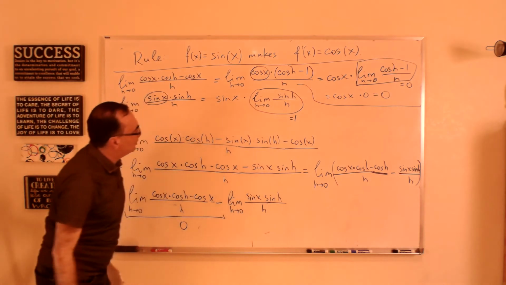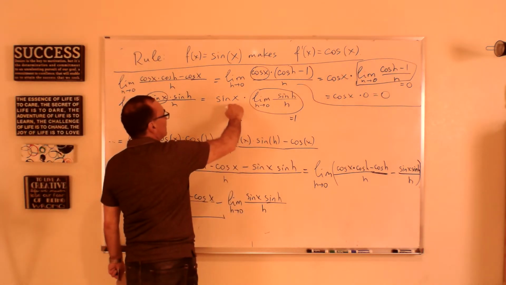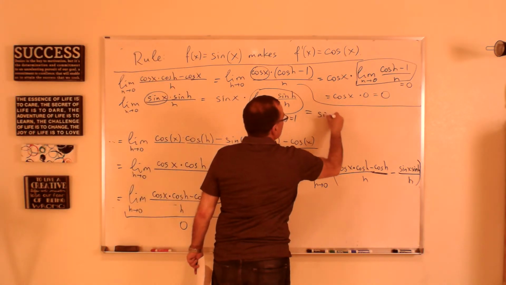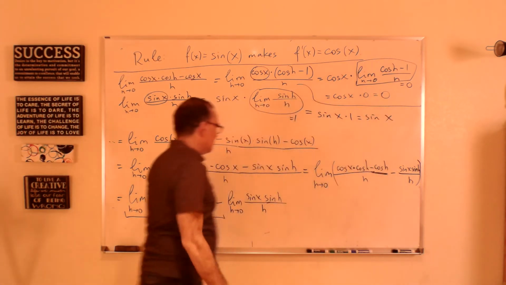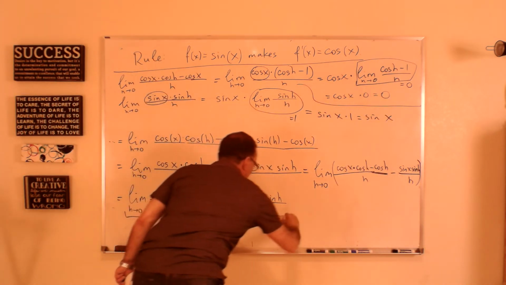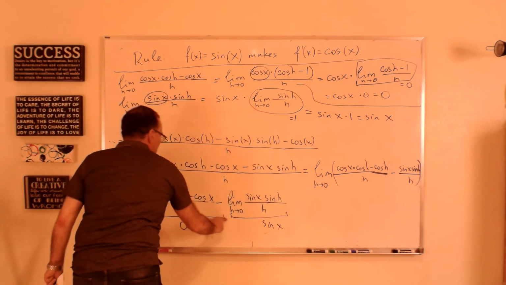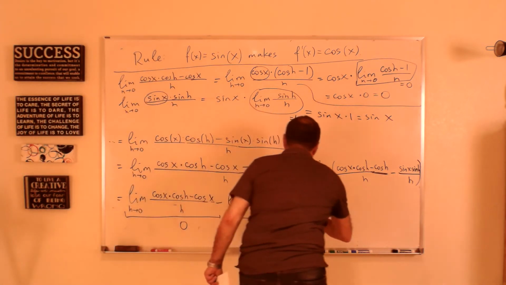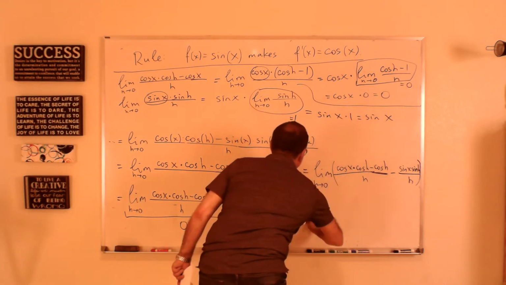We have calculated it numerically, limit of sine h over h equals 1. So altogether, it is sine x times 1, which is just sine x. So the second limit, this limit here, happens to equal sine x. But now we've got 0 minus sine x, so the overall answer happens to be negative sine x.